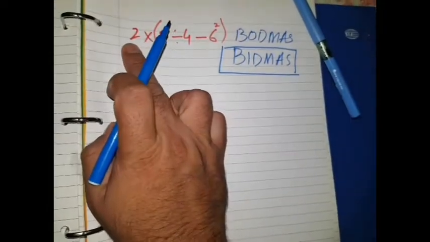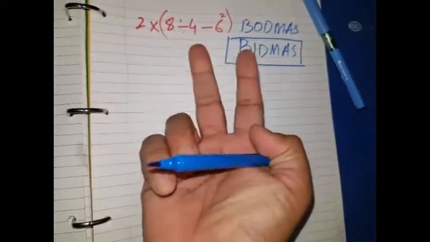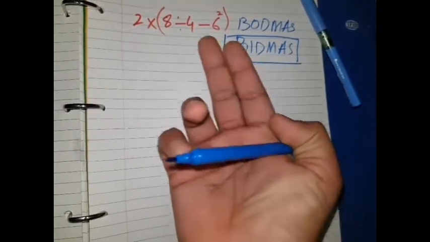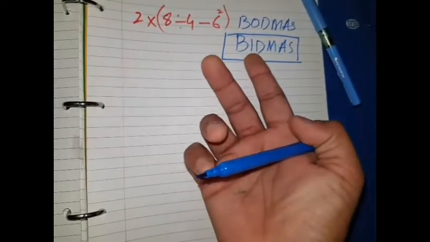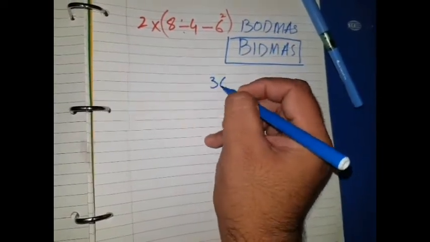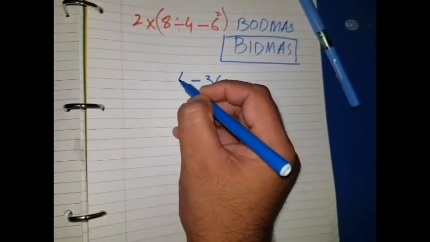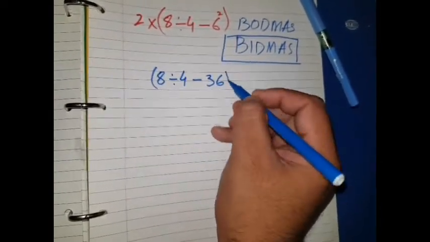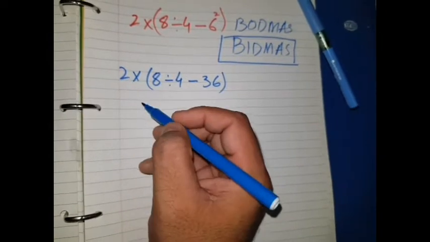Alright, I will not multiply 2 with 8. I will deal with my brackets first. Inside the bracket, I will implement BODMAS again. So, inside the bracket, I have to go for indices first. So, 6 times 6 makes what? It makes 36. Minus as it is, 4 as it is, division as it is, 8 as it is, brackets as it is, times 2.